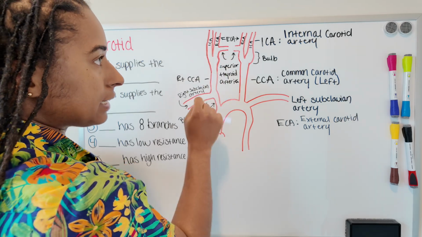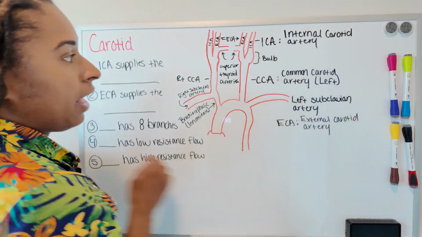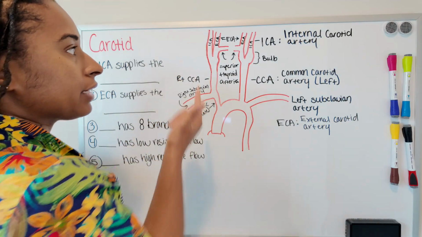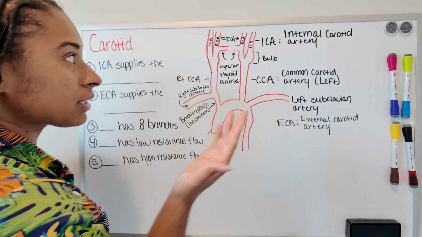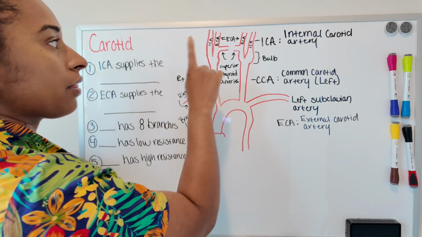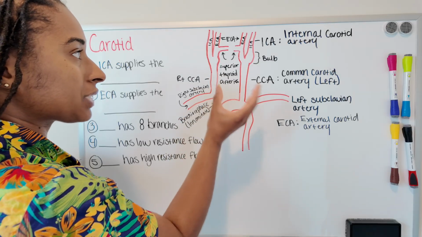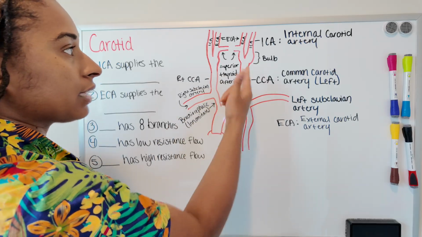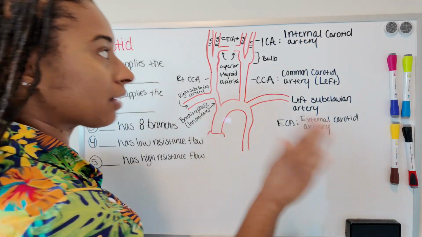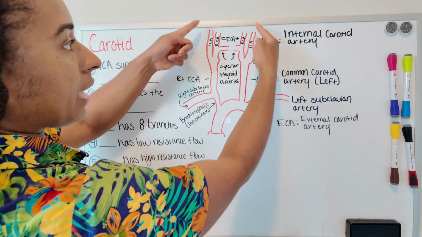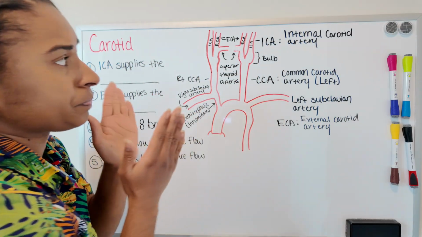And then you have your ECA, which is your external carotid artery. Okay, the difference between your internal carotid artery and your external carotid artery is going to be first its location. The external carotid artery tends to be more medial, so it's more towards the center of your body, whereas the internal carotid artery tends to be more lateral, which is towards the outside of your body. So here you have your ICAs out here and you have your ECAs more medial.